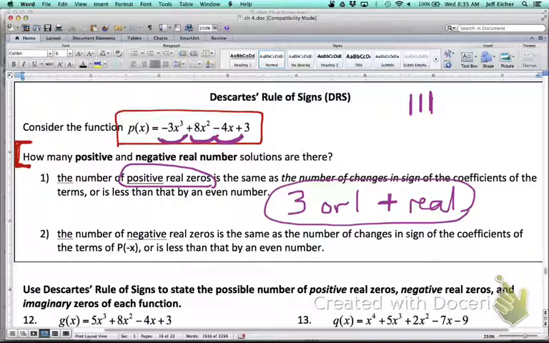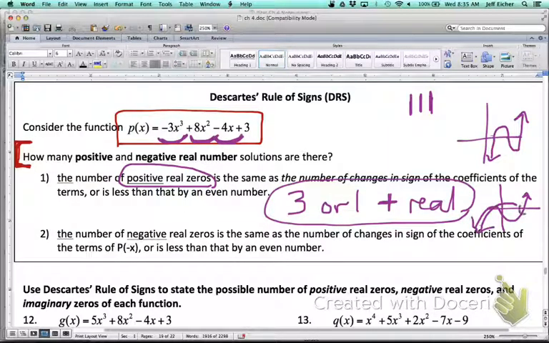So what that means is this graph could look like this and cross the axis 3 times on the right. So that's 1, 2, 3 positive real solutions. Or it could look like this and cross the axis once, let's say like that. Now, I didn't really make the leading coefficient the right direction, but ignore that for now. So the positive real zeros is the quick one with Descartes' rule of signs.